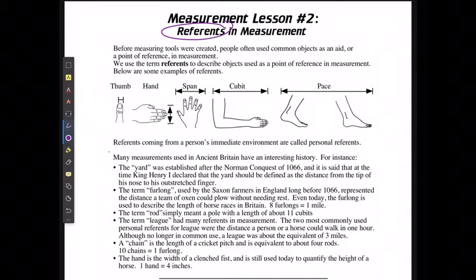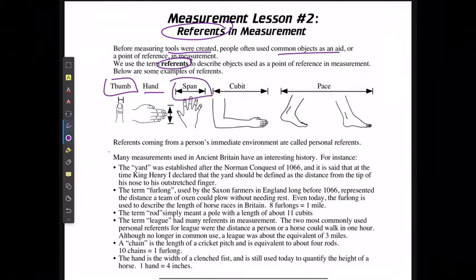Before measuring tools were created, people often used common objects as an aid or point of reference in terms of measurements. We call them reference. To describe objects used as a point of reference in a measurement, below are some examples. So we could say that we did thumb widths. We could say that we did hand widths. We could say that it was the span of the hand when we spread out the fingers.